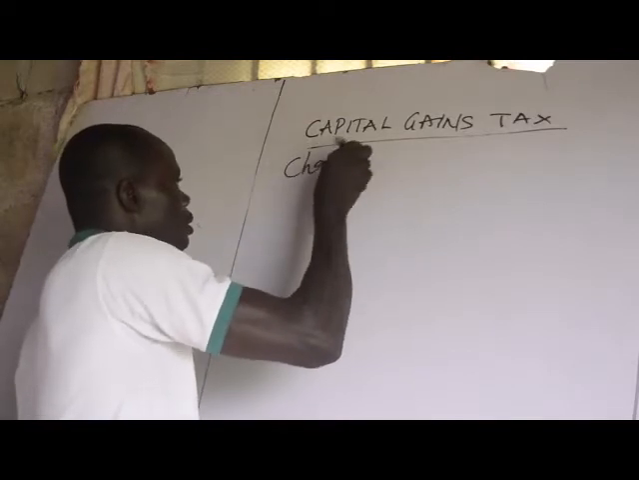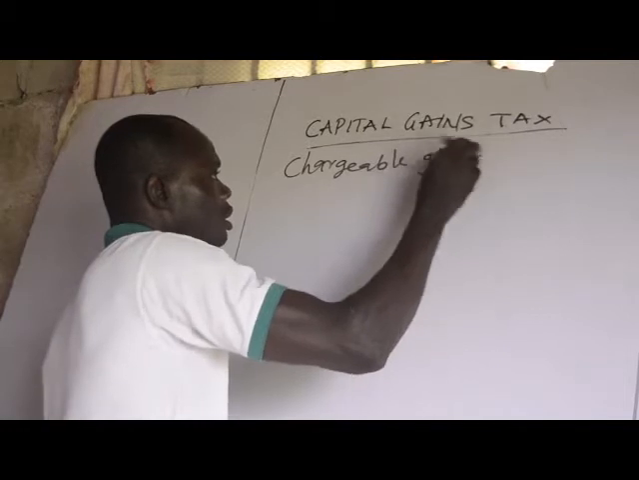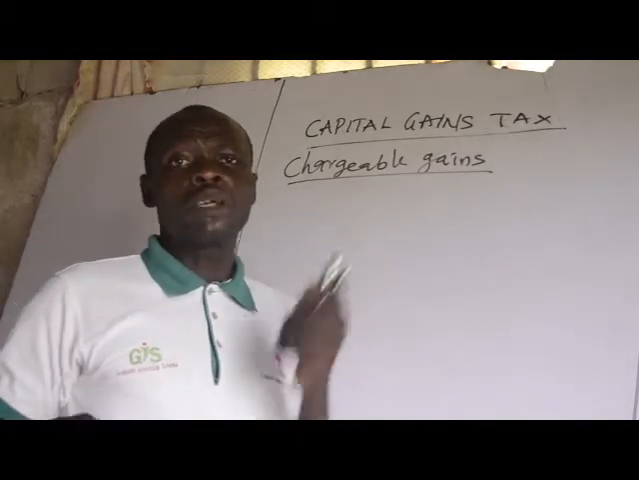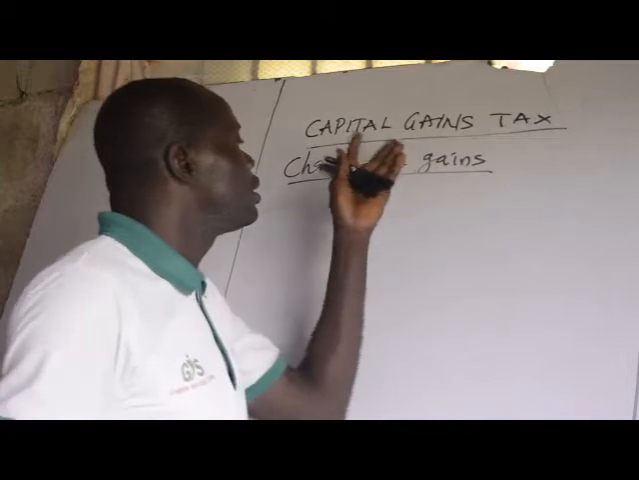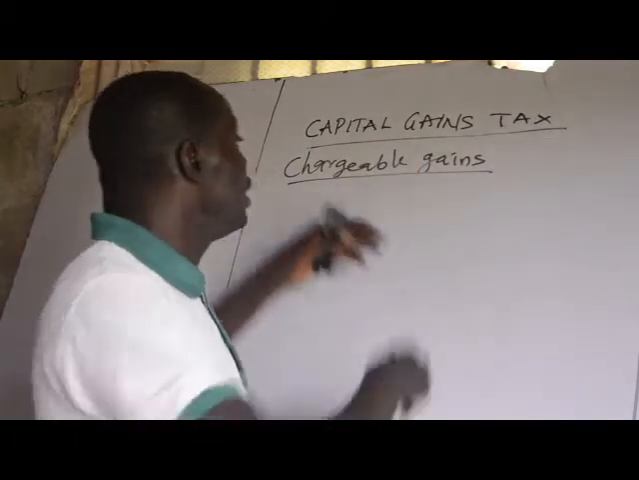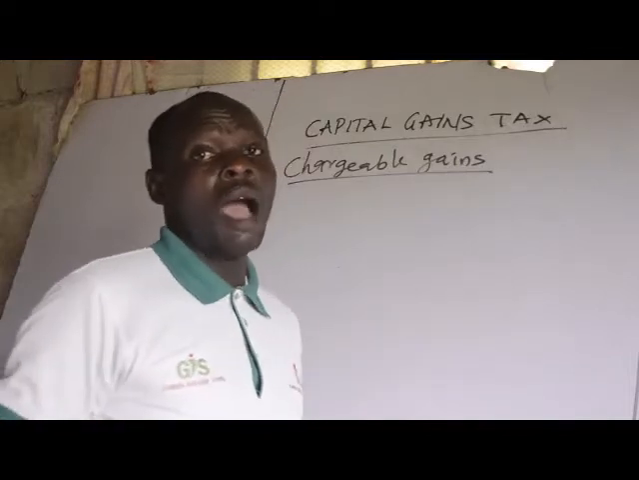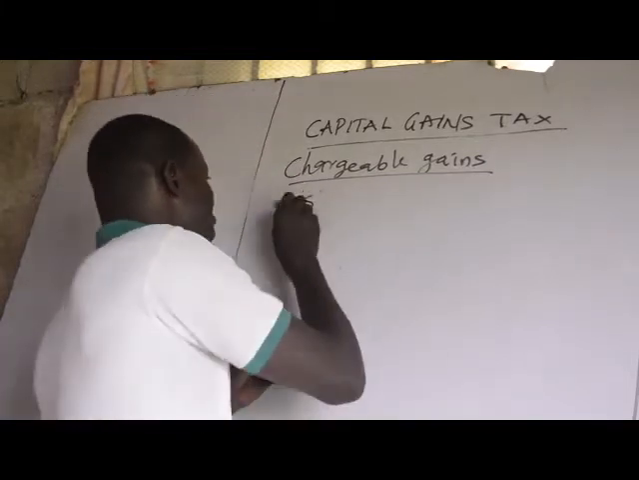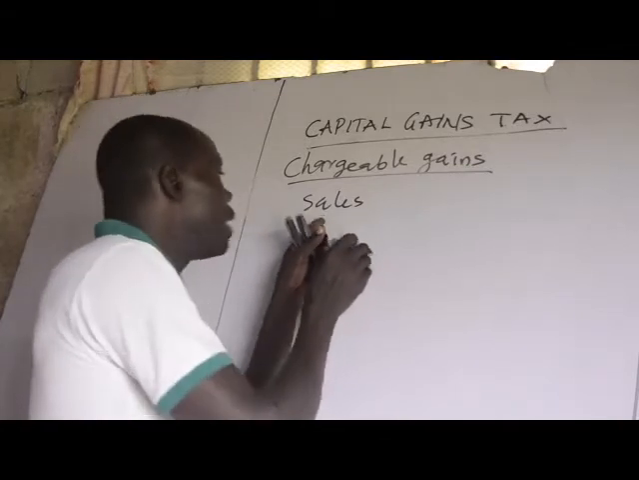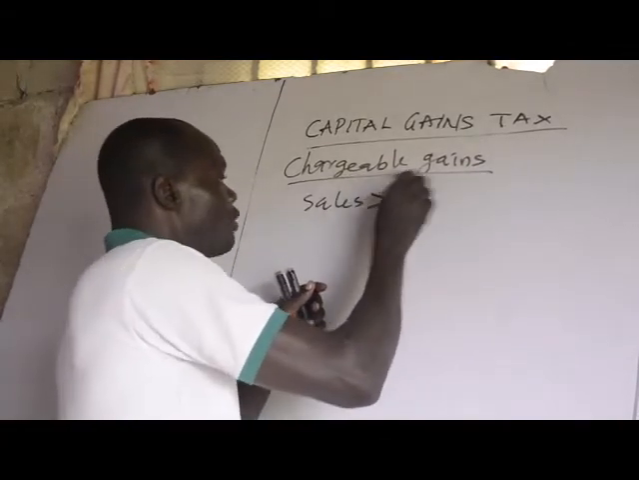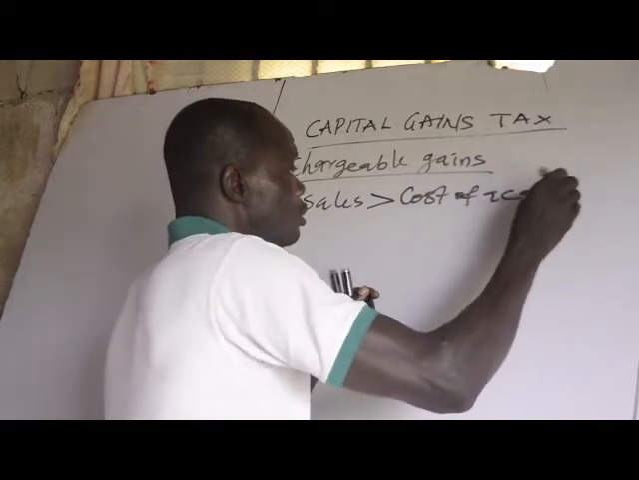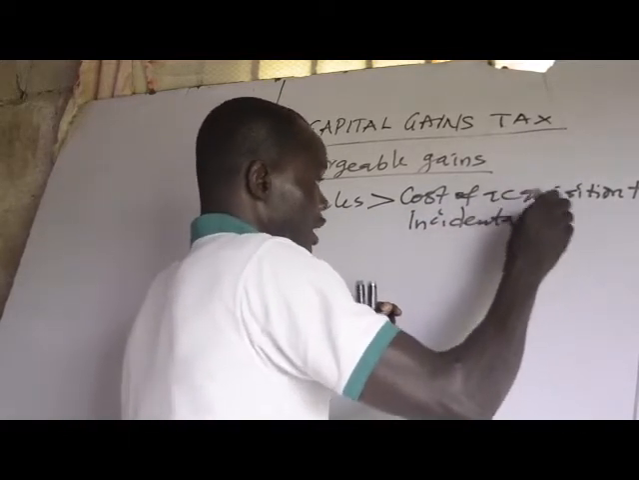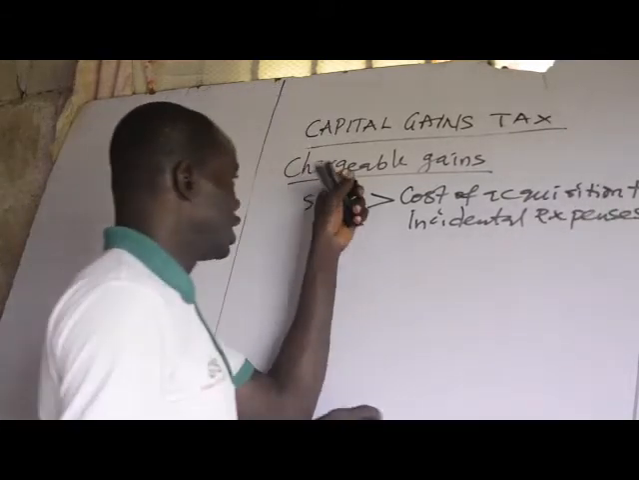Chargeable gains arise where the sales proceeds of the chargeable asset disposed exceed its cost of acquisition and all other incidental expenses. Where the sales proceeds of the chargeable asset disposed exceed the cost of acquisition and all other incidental expenses, then we have the chargeable gains.